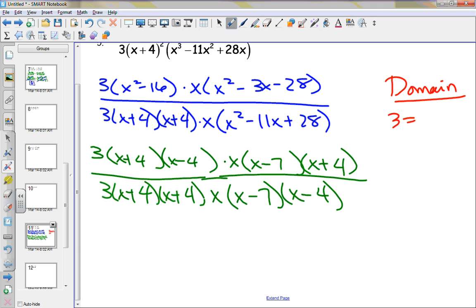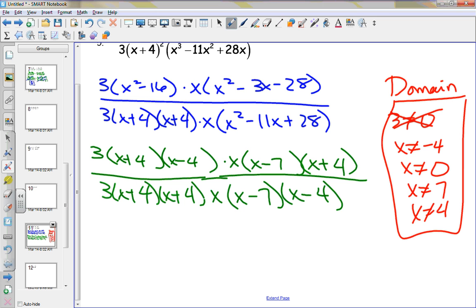Well, if this 3 not equaling 0, is that ever going to affect the problem? No, so toss it out. What about x plus 4? X can't be negative 4. Good. What about x plus 4? I already got it, right? What about x not equaling 0? I got to include it. What about x minus 7? What about x minus 4? X cannot be 4. So there's my domain restrictions. I took every single thing that was in the denominator and set it not equal to 0 and solved it in my head.